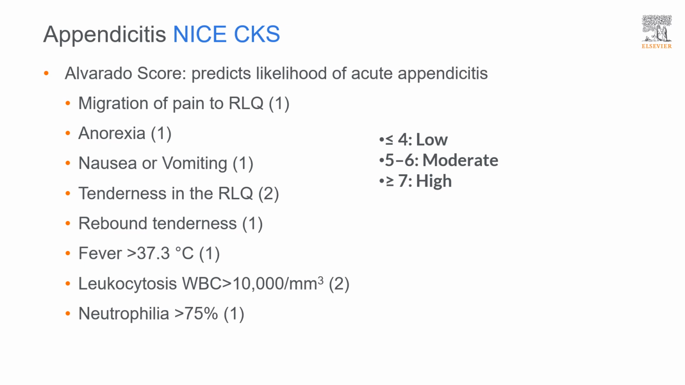leukocytosis, which again gets 2 points, and a neutrophilia above 75%, which gets 1 point. Scores below 4 suggest a low likelihood of acute appendicitis, and scores above 7 suggest a high likelihood of acute appendicitis.